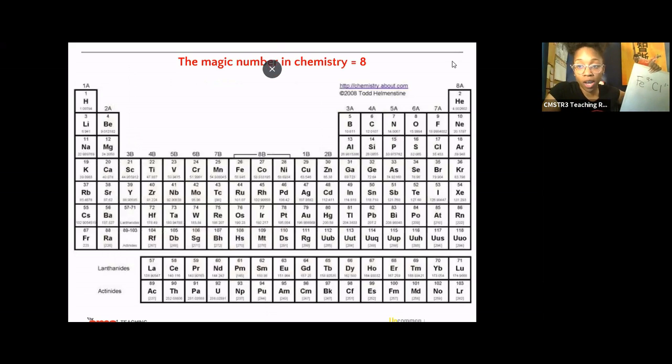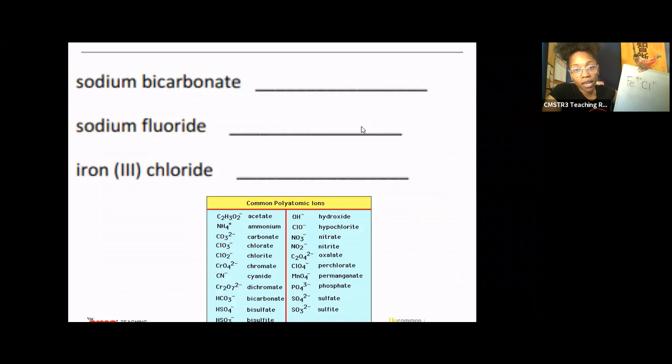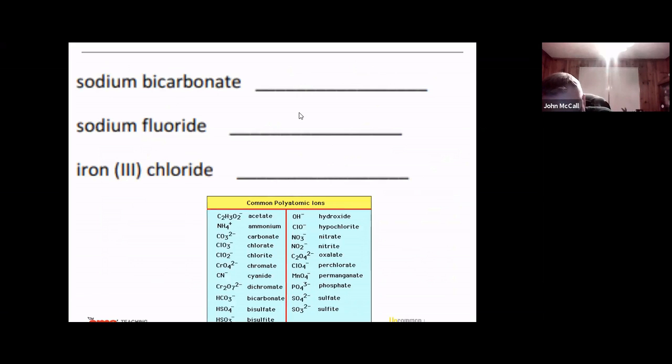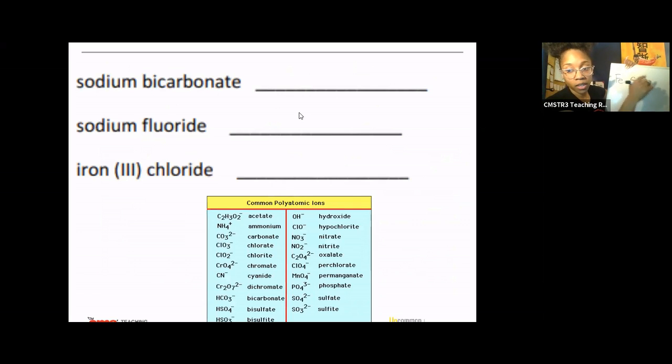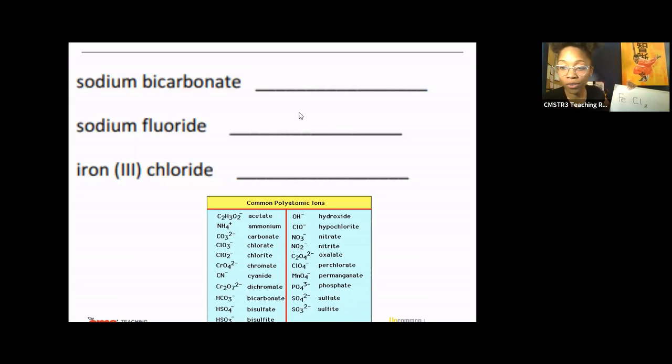Now we're going to do the swap, drop, and chop. So now I'm going to take the ions and swap them to the other side. I'm going to take iron's 3 and drop it to the bottom of chlorine, and get rid of its symbol. I'm going to take chlorine's 1 and give it to iron, and I'm also going to drop the symbol. What number can I get rid of? The 1. So the formula for iron 3 chloride is FeCl3.